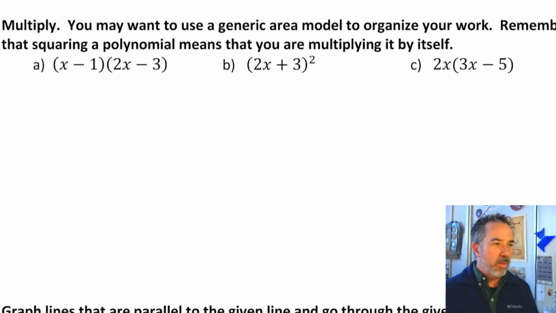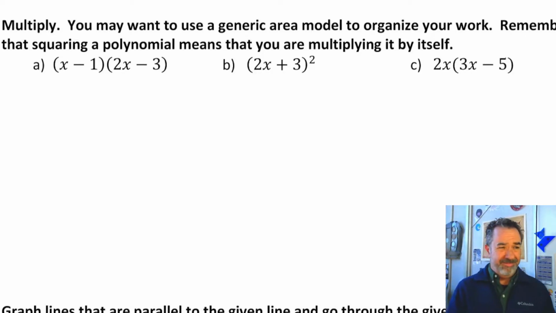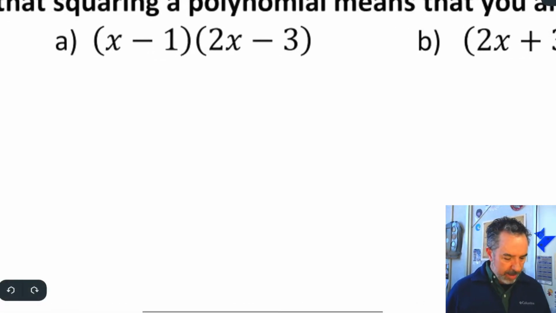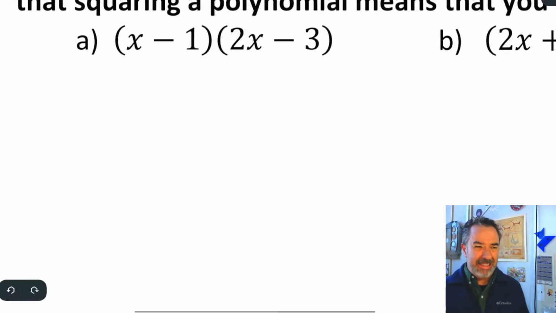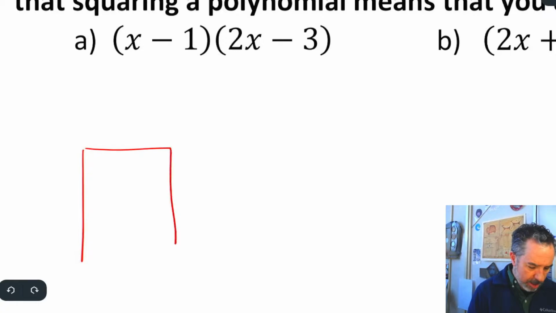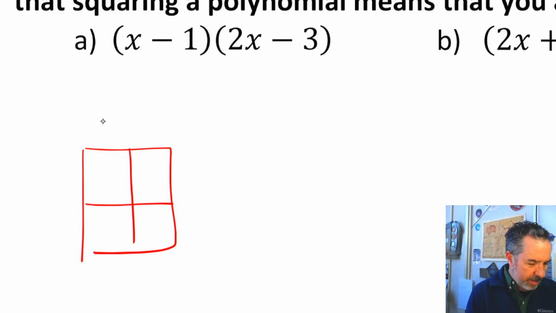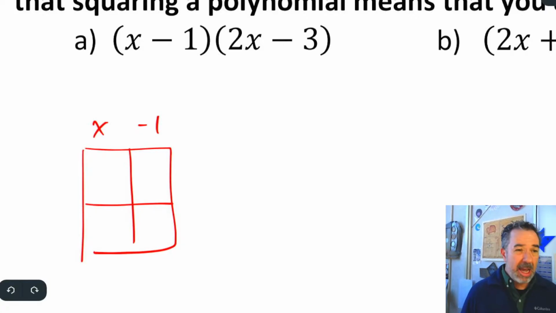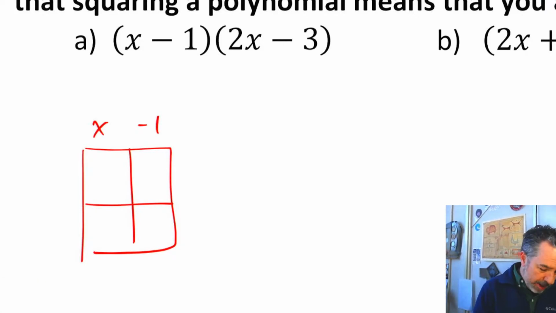Okay, in question 3, we're asked to multiply some polynomials. In the first case, it's a binomial times a binomial. Not needed, but to organize your work, it might be nice to look at a generic area model. So for this one, I'm multiplying a binomial. That's two things. So I might, for example, write across the top an x and a -1. And then down along the side, I might write 2x and -3.